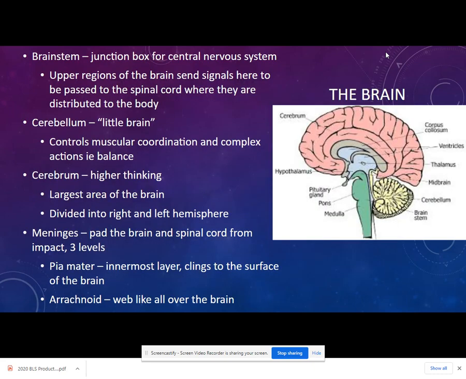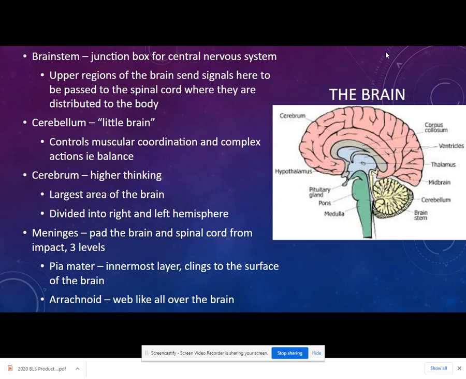So if you cut the brain in half, now you can see that hypothalamus area and the thalamus and the midbrain. See in that center component of the brain. So if we want to break it up into this, the brain stem is the junction box of the central nervous system, meaning it controls pretty much everything, okay? Everything goes through the brain stem. Upper regions of the brain send signal here to be passed to the spinal cord. So this is where we decide where it goes into the body.